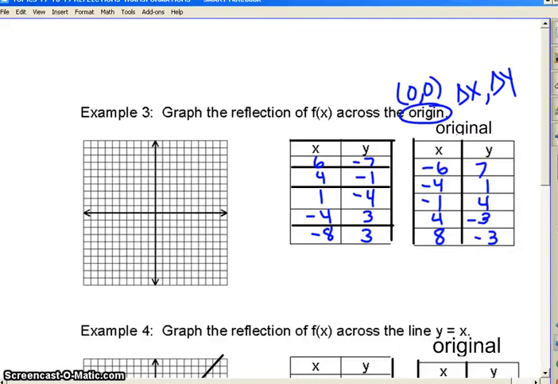When you reflect across the origin, it's a combination of both, changing across x and changing across y. Okay, so graph those points. 6, negative 7. 4, negative 1. 1, negative 4. Okay, negative 4, positive 3. And then negative 8, positive 3.